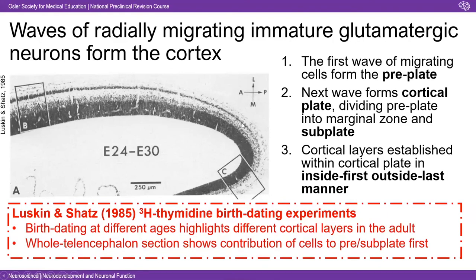Then as you follow this round, you can see that the preplate becomes separated, and this clear area in the middle is a second wave of migrating cells that hasn't been stained because they were born later than when we gave the radioactive marker. But you can see that this wave of neurons interrupts the preplate, splits it in two, and then we get the marginal zone on top. We get the cortical plate here, which is those new cells that are going to form the definitive cortex. And then we get this layer underneath called the subplate, which is super, super interesting, and we will get onto.